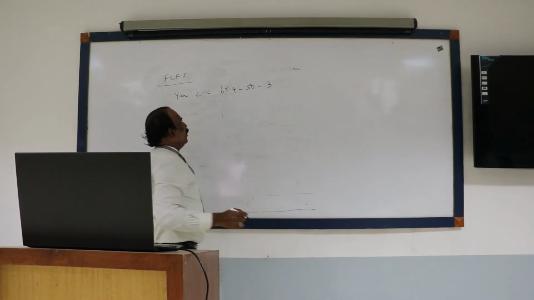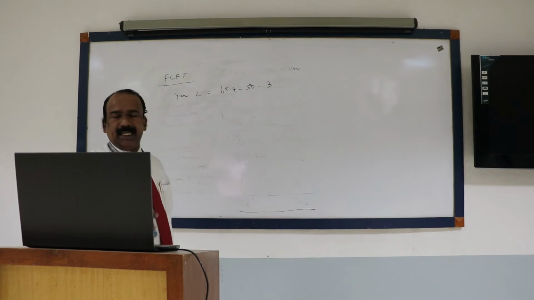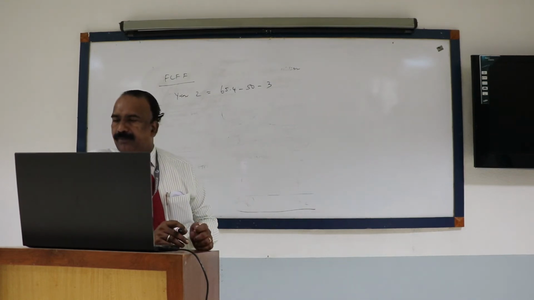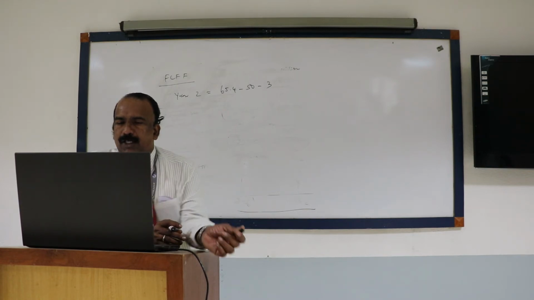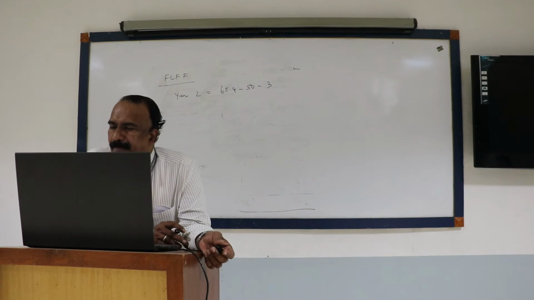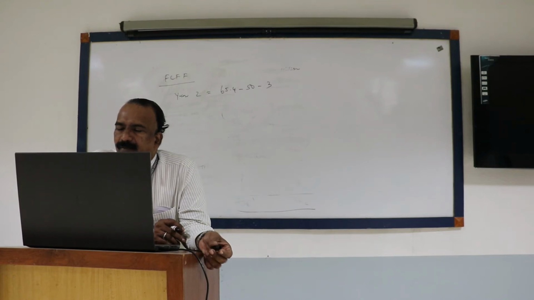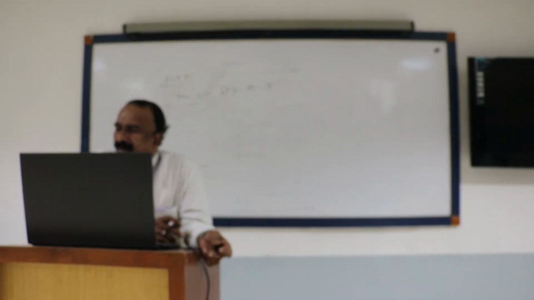So 65.4 minus 50 minus 3. Got it, all of you? Sir, can you explain that 3, the last one? 3 is non-operating income, which is 5 minus tax, post tax. 40% on 5. 5 minus 2 is 3. We have calculated that already when we calculated tax on EBIT.